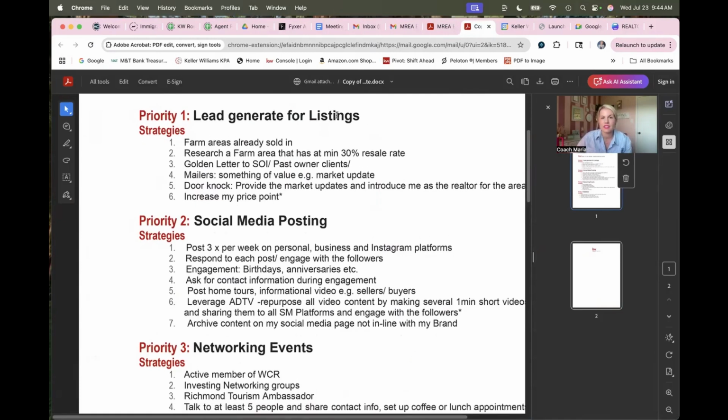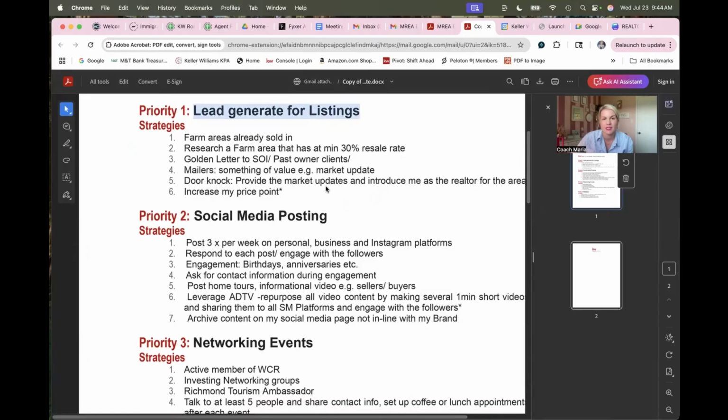Lead generation for listings, how are we going to do that? We are going to implement farming. We're going to research a farm area. We're going to send out golden letters. We're going to send out mailers. We're going to door knock if that's something the agent enjoys doing. Those are great strategies to get us lead generating for more listings.